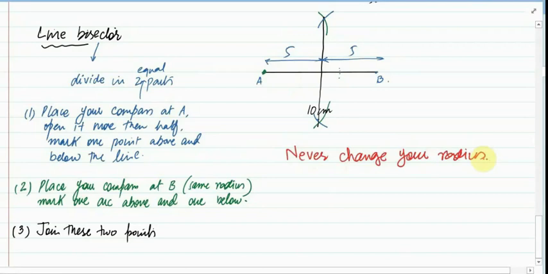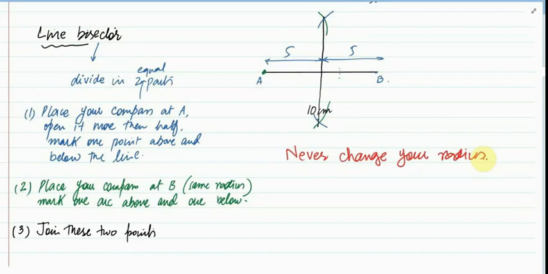So for line bisector, there is a short video that will explain a little bit better, because I can't use the compass on my screen, so that is why I am taking help from the video animation, so you will have a better idea after watching the video, right?